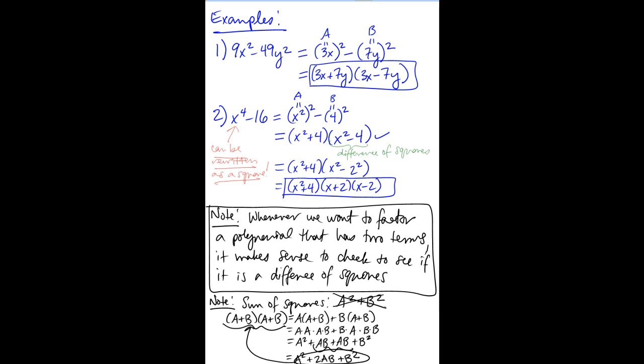The whole reason the difference of squares works is because when we multiply things with opposite signs, this middle term here will cancel. But when everything is positive, these two terms are not going to have opposite signs, so they won't cancel. So beware the sum of squares. You can't factor them like differences of squares.